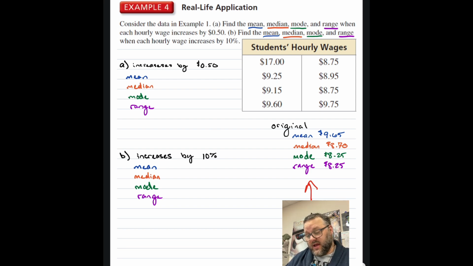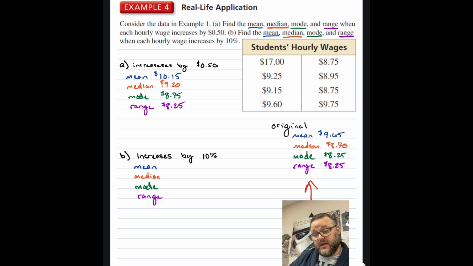So if I go through and I calculate the mean, median, mode, and range of the table given in front of me, that's a 50-cent raise. What I'm going to find out is my mean is going to be $10.15. My median is going to be $9.20. My mode is going to be $8.75. And my range is going to be $8.25.